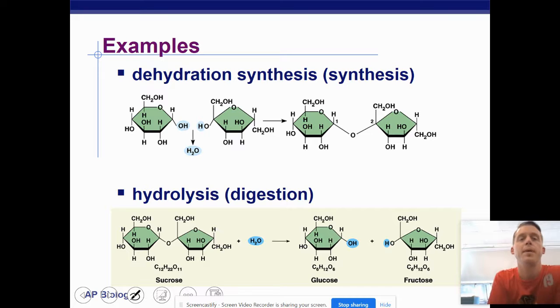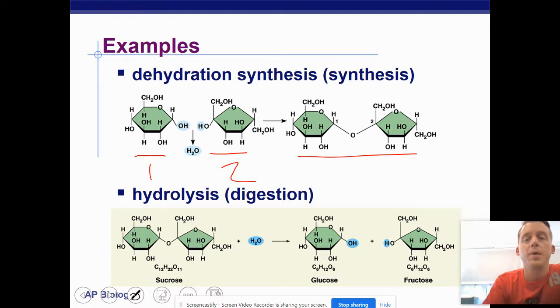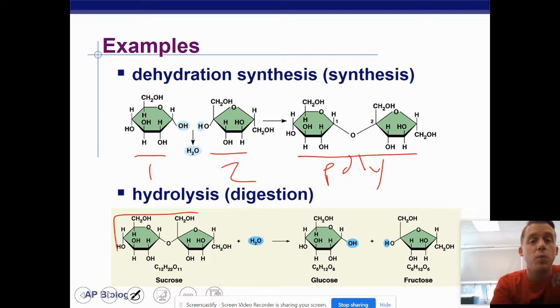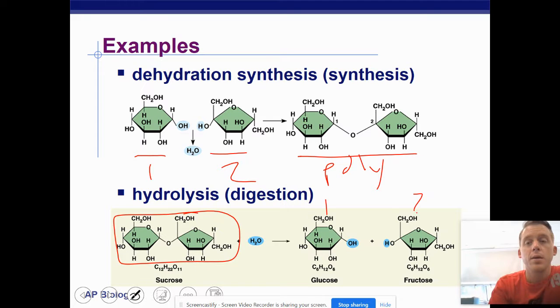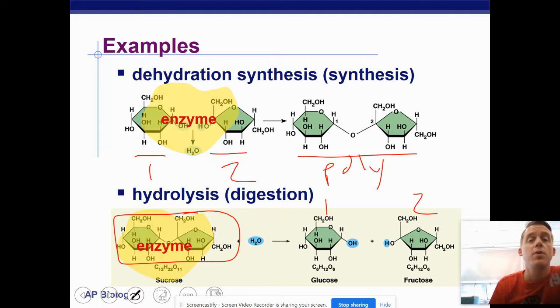Okay, here's more examples. Dehydration synthesis: two monomers, 1, 2, becoming one polymer. And a hydrolysis reaction is the opposite. We have one polymer becoming two monomers. And there are the enzymes making those reactions happen, right? The enzymes are either forcing these bonds together or they are bending them so that the bond can more easily break.